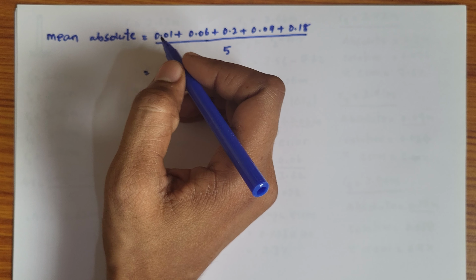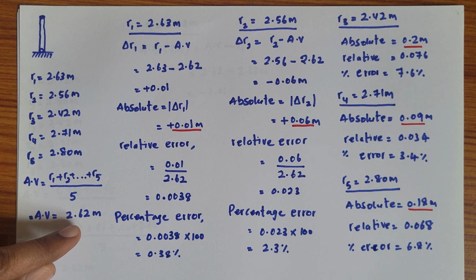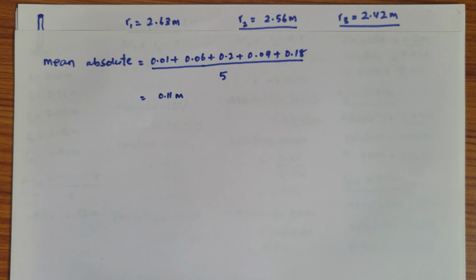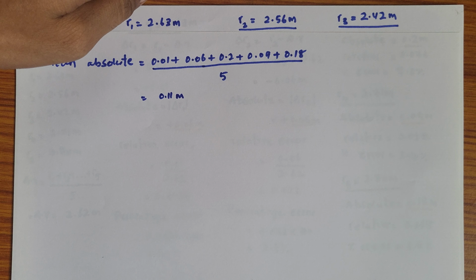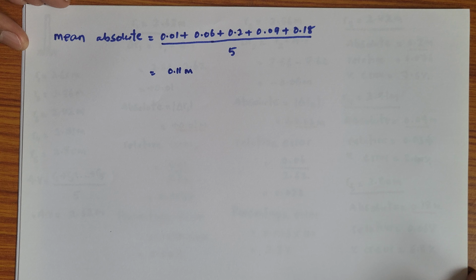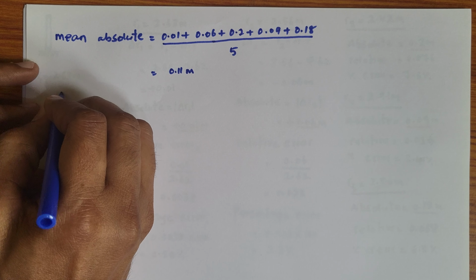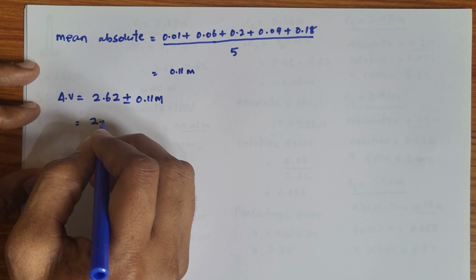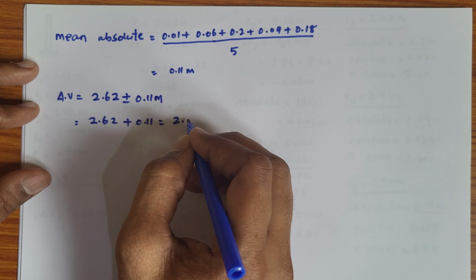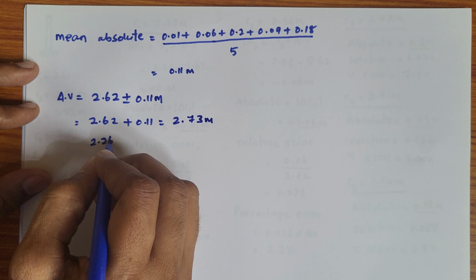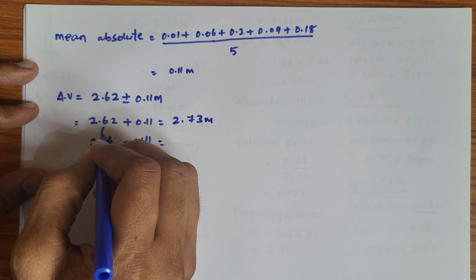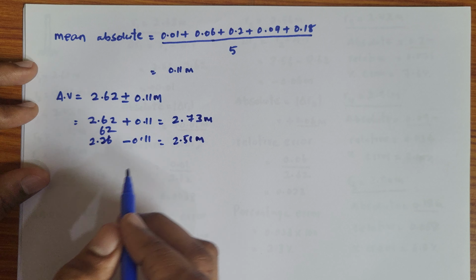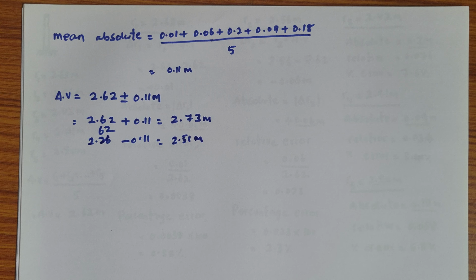It means that from the actual value, how much did we get? We got the actual value as 2.62 meters. From this 2.62 meters, the actual value may vary. It may vary by 0.11 meters. How can it vary? It can go more than 2.62 by 0.11 or less than 2.62 by 0.11 meters. So the actual value is 2.62 plus or minus 0.11 meter. If we take 2.62 plus 0.11, it is going to be 2.73 meters. If we take 2.62 minus 0.11, it is going to be 2.51 meters. So this is the range of the actual value, it may vary from 2.51 to 2.73 meters. Okay, thank you.